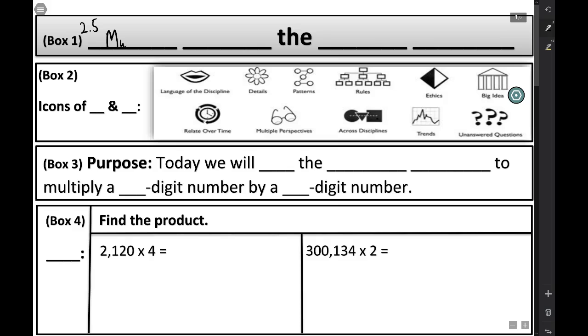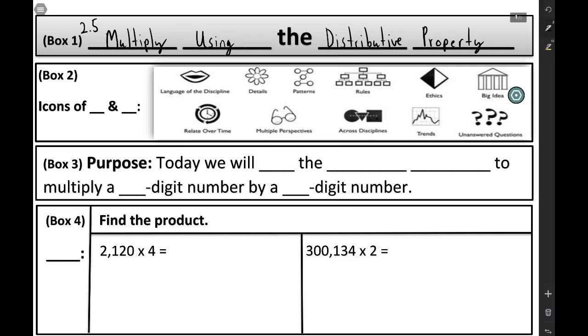Multiply using the distributive property. One more time, the name of this lesson is Lesson 2.5, Multiply using the distributive property.